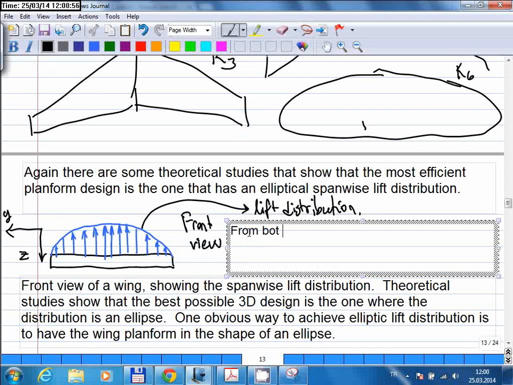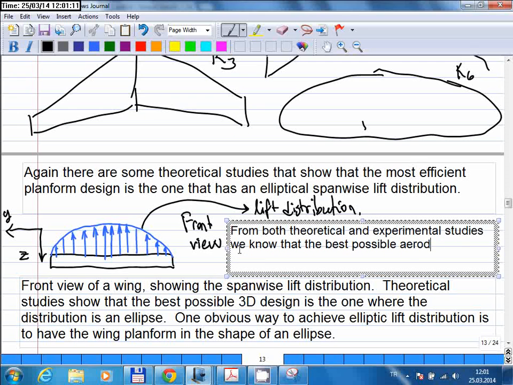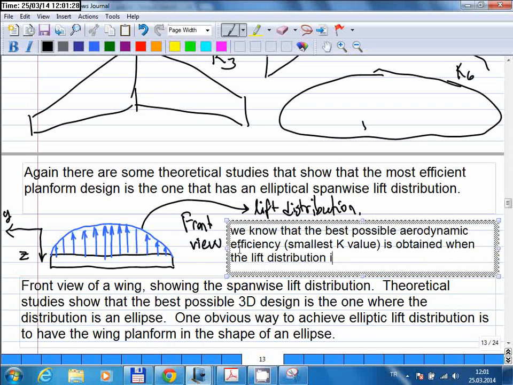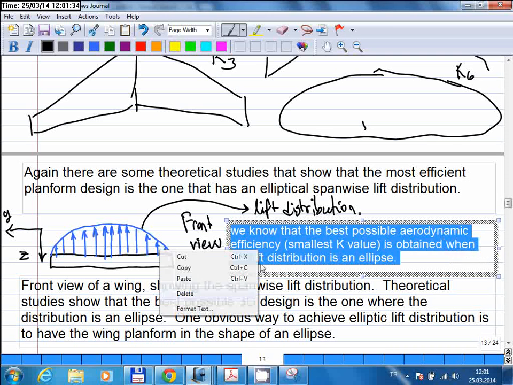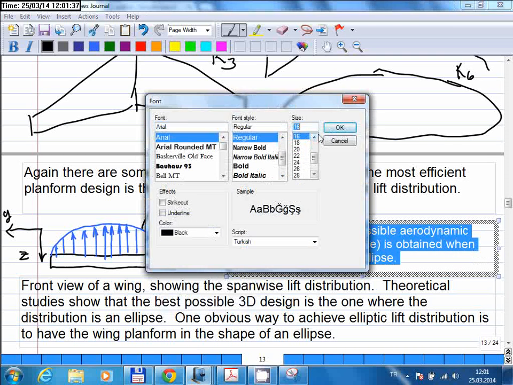So from both theoretical and experimental studies, we know that the best possible aerodynamic efficiency, that means smallest K value, is obtained when the lift distribution is an ellipse. So let me make this smaller so that it fits here.